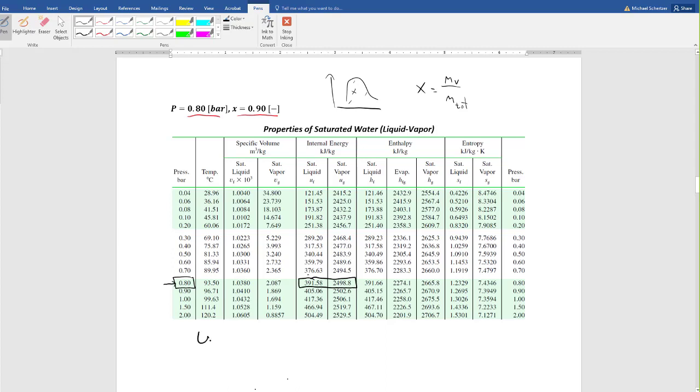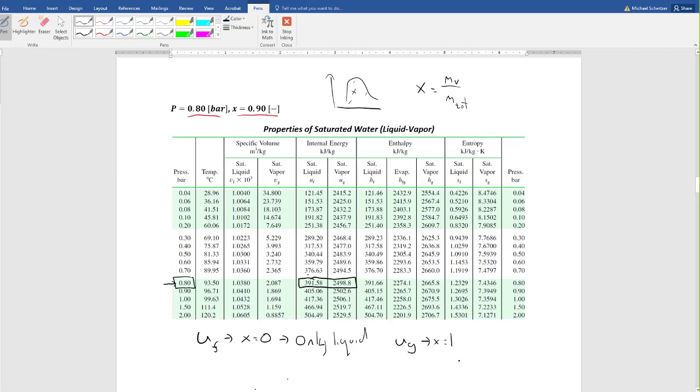So UF would be the specific internal energy if quality is equal to 0. So that means it's only liquid, right? And then UG would be if quality is equal to 1. So if quality is equal to 0, then the mass of vapor is 0, so it's 0% vapor, that means it's all liquid. It's at the right temperature and pressure to boil, but it hasn't started boiling yet.